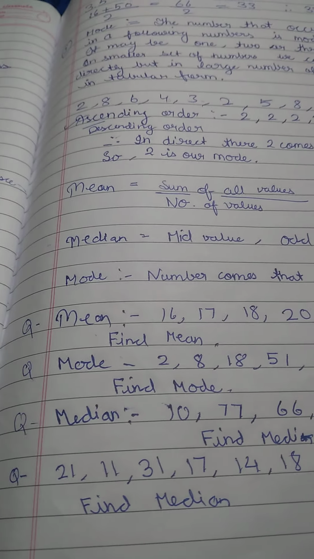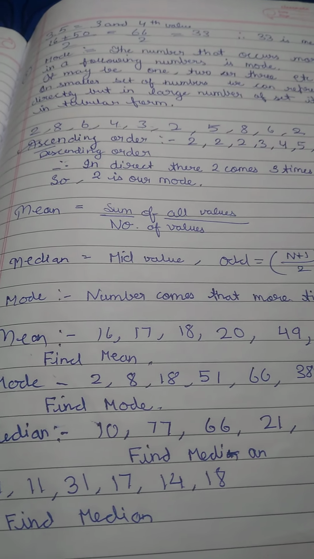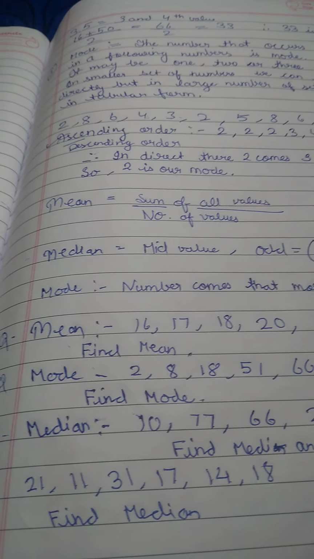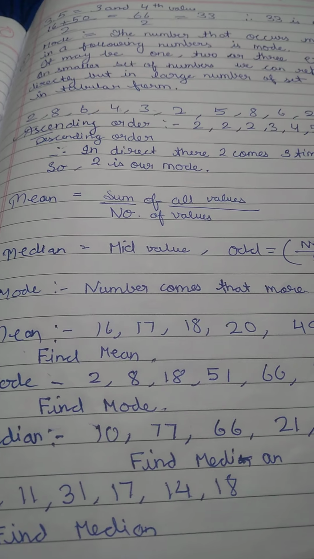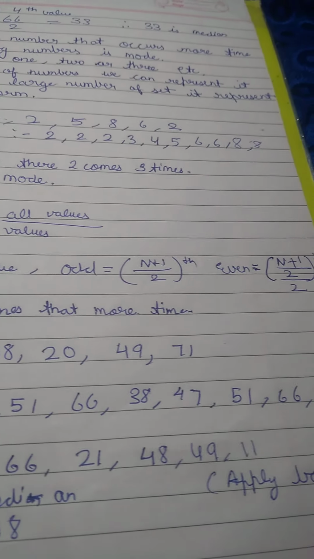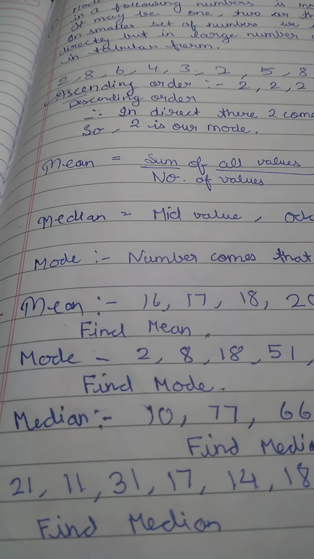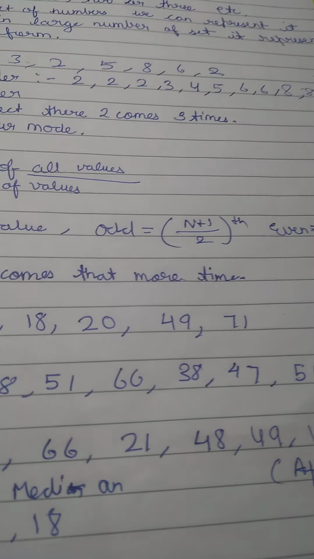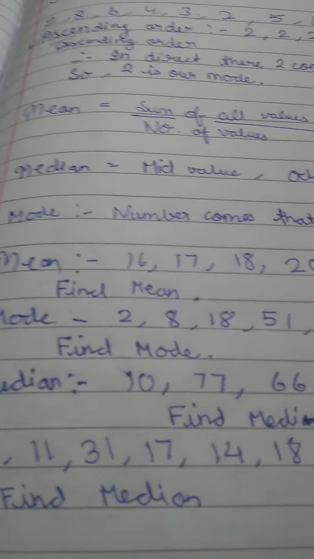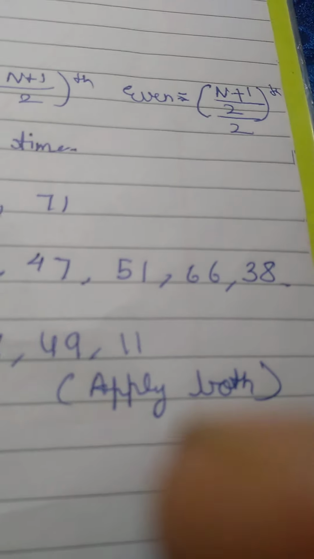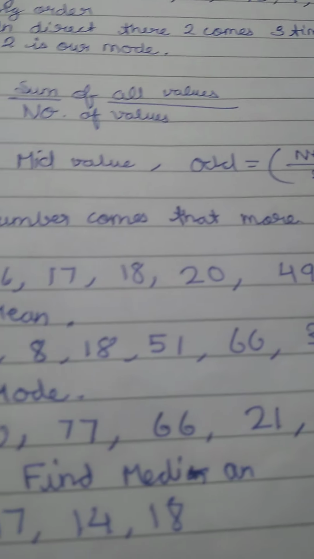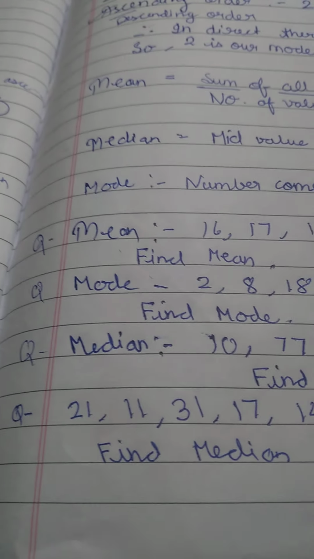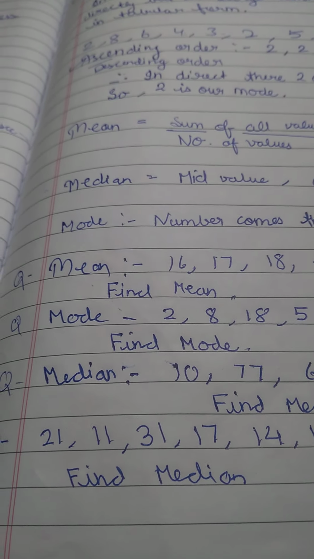Here are the questions. Find the mean of 16, 17, 18, 20, 49, 71. Find the mode of 2, 8, 18, 51, 66, 38, 47, 51, 66, 38. Find the median of 10, 77, 66, 21, 48, 49, 11. Apply both processes on it because it is an odd number of values. And find the median of 21, 11, 31, 17, 14, 18. So thank you, and do it.